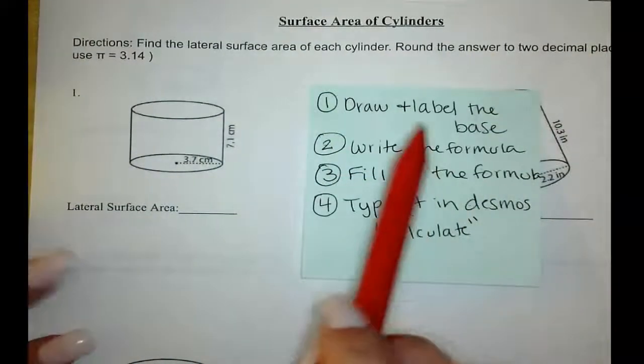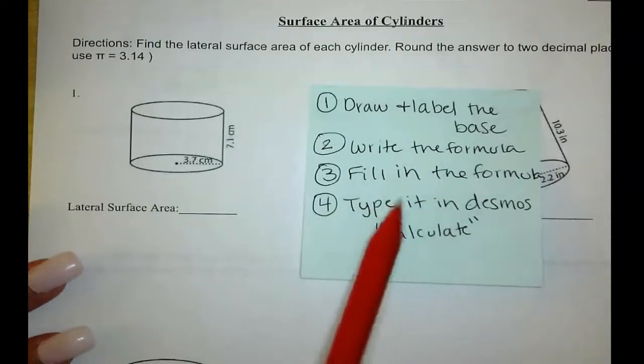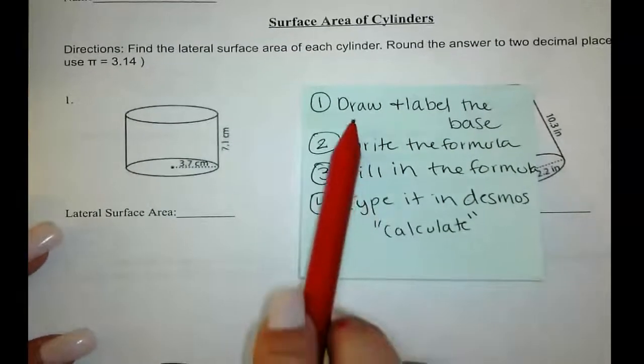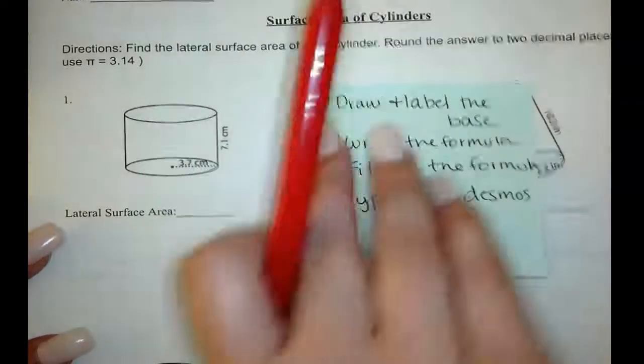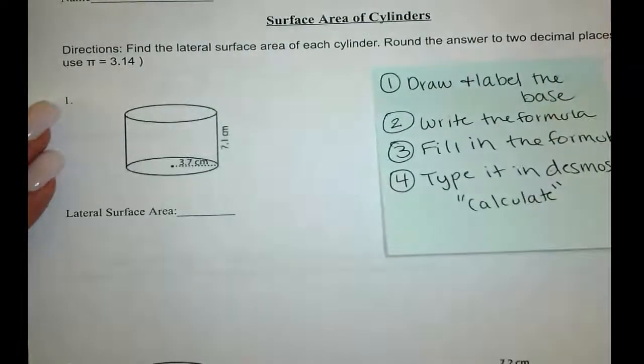So we're going to draw and label the base. We're going to write the formula from the formula chart. We're going to fill in the formula, and then we're going to type it into Desmos or calculate it, okay? So I'm not going to touch Desmos until I've done all these other three things, okay? So I'm going to leave that here so we can refer back to it if we need it.